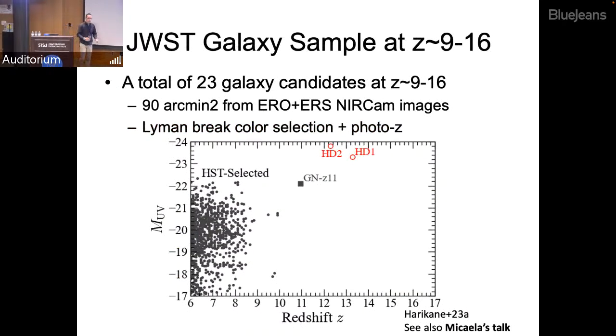Now JWST is finding many high-redshift galaxies. In our earlier work, we used the ERO and ERS NIRCam imaging datasets, and we selected a total of 23 galaxy candidates at redshift 9 to 16. This figure shows the UV magnitude as a function of redshift. The red diamonds show the JWST-selected galaxies, and the black points show the HST-selected galaxies. With this figure, you can easily understand the power of JWST in probing the high-redshift universe.